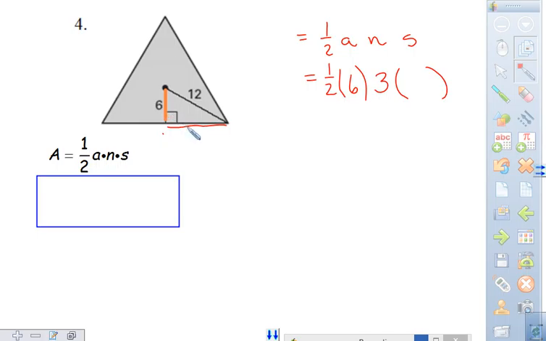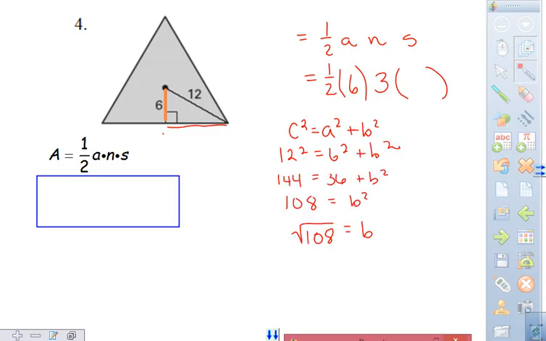I think I could use Pythagorean theorem. Pythagorean theorem is a squared plus b squared equals c squared. So c is our hypotenuse, so I'm going to use 12. So 12 squared equals 6 squared plus b squared. So if I solve that, I get 144 equals 36 plus b squared. Subtract my 36 to get 108, and then take the square root. So b would equal the square root of 108. So that is the length of this side.